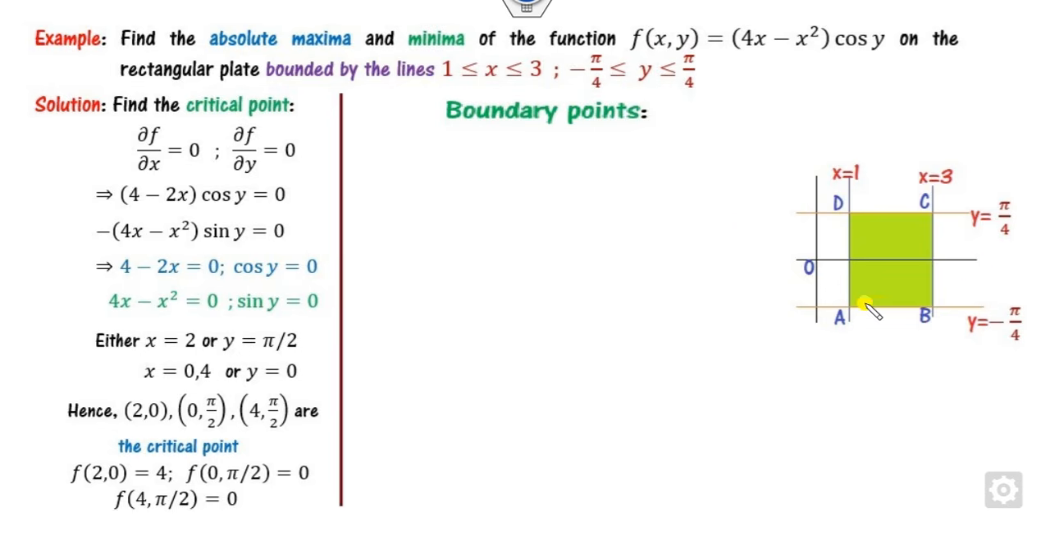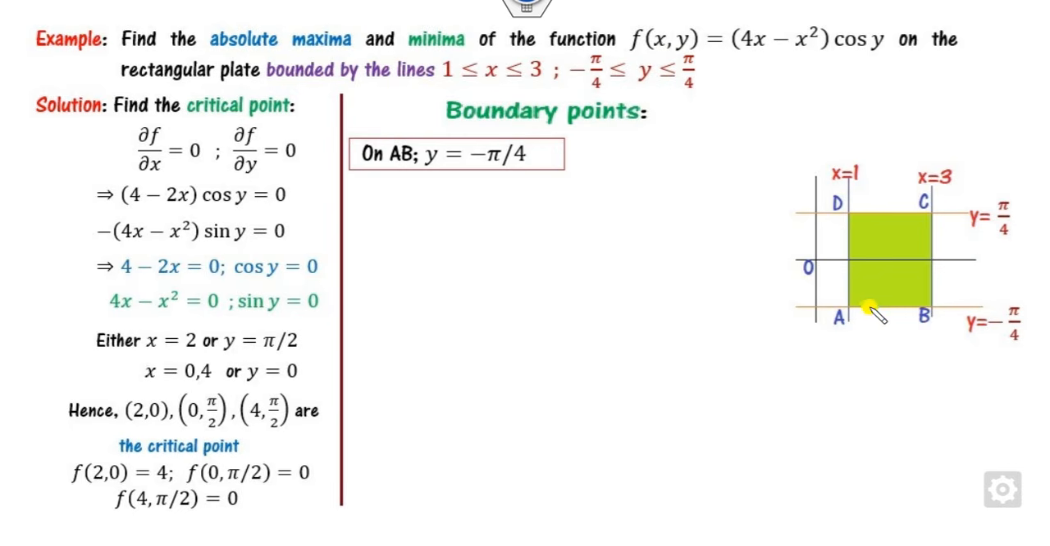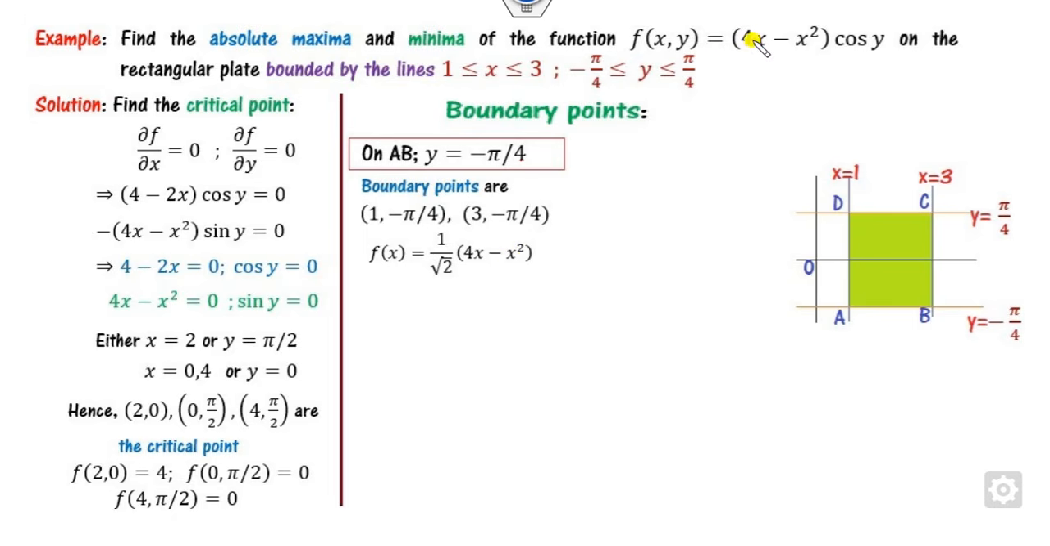Now again we will look at the points on, say, AB. What is on AB? y is equal to minus pi by 4. I can substitute here. What are the boundary points? What are the coordinates of A? x is 1, y is minus pi by 4. What are the coordinates of B? x is 3, y is minus pi by 4. Now you can substitute y is equal to pi by 4 here. What is the cos of pi by 4? It is 1 by root 2.